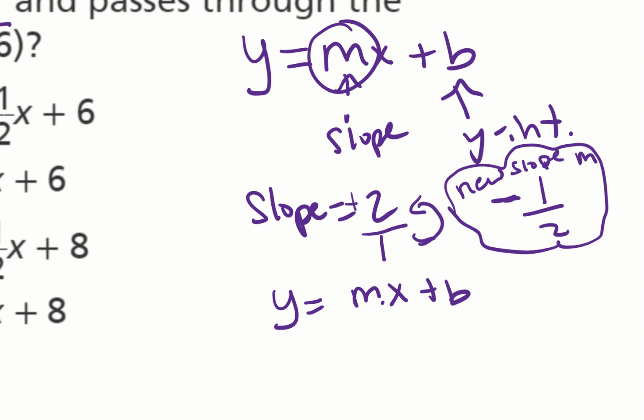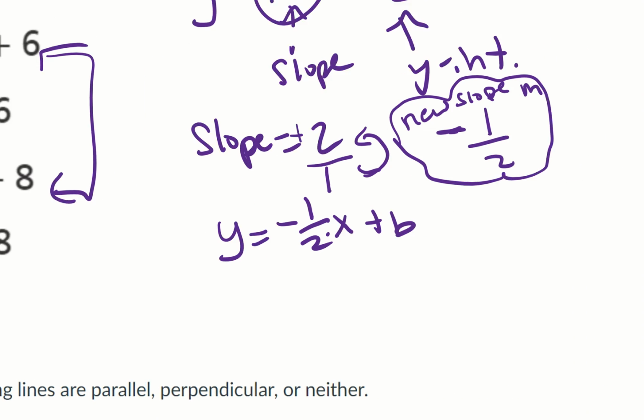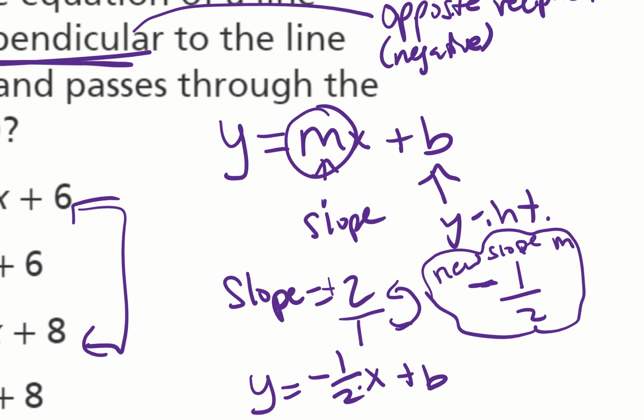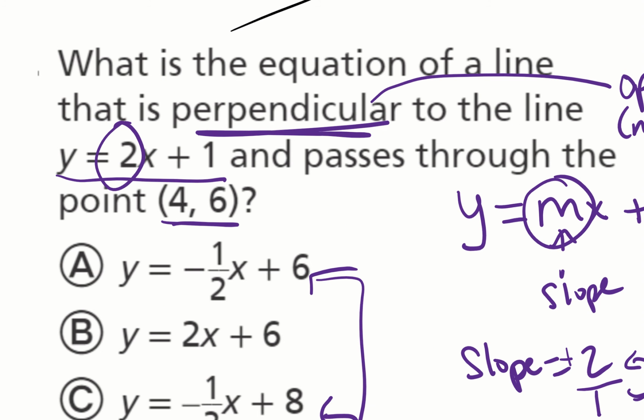And we know that m is now negative 1/2, right? So there you go. Now we are down to 2 options. So which one is it? Well, to find it, we need to find b. To find b, we're going to use the coordinates that they give us. It says that the line passes through (4, 6), right?